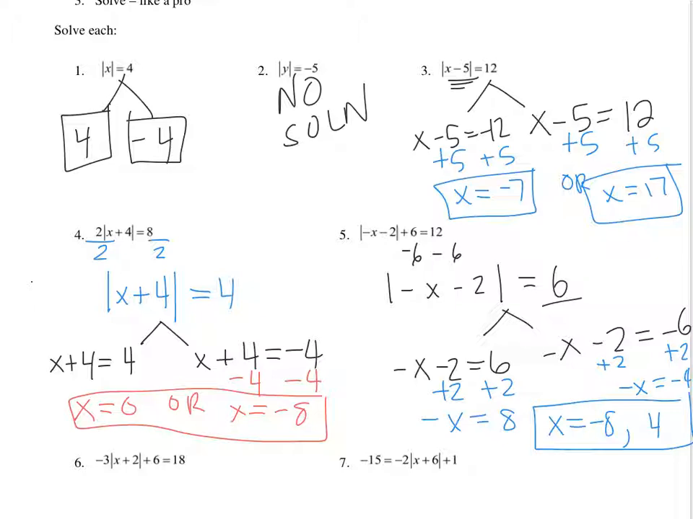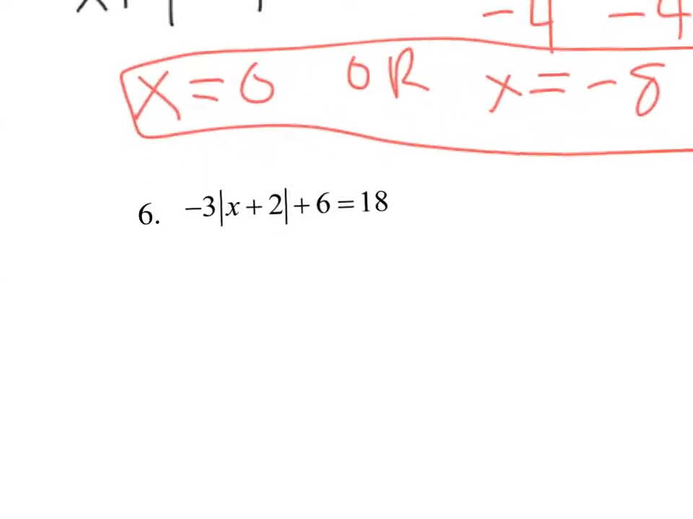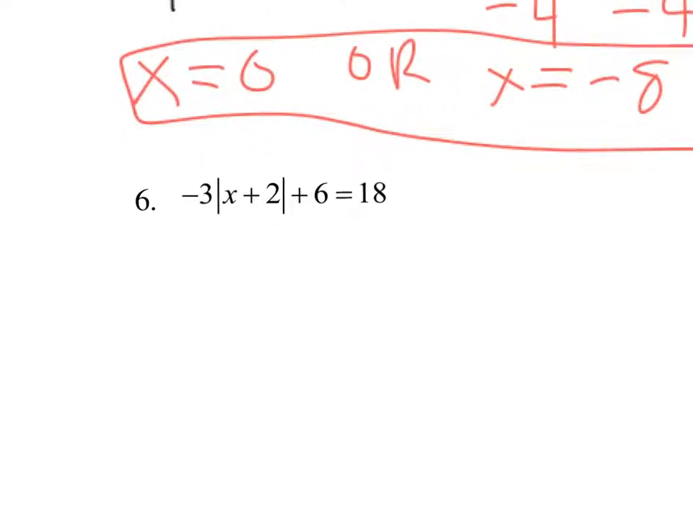Okay, number 6. Solve for x, you want to get the absolute value by itself. So first, remember you can't distribute here. First you need to get rid of the 6. Kind of treat this like a variable where you would subtract and then divide. So I'm going to subtract 6. So I get negative 3 times the absolute value of x plus 2 equals 12.